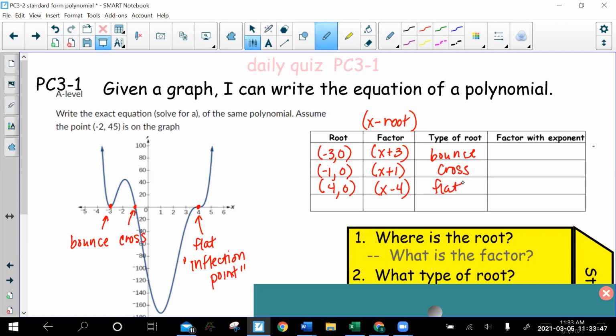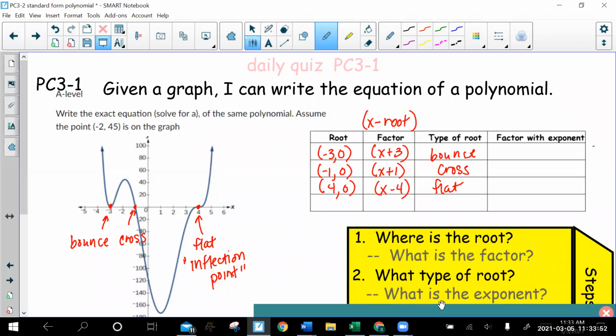Now you don't have to make a table. I'm just trying to help people see these connections. The type of root tells me what the exponent on my factor is. A bounce root looks like a parabola, doesn't it? That means it's going to have an even exponent: 2, 4, 6. For our purposes, we generally just go with 2, but it could be 4, 6, 8, 104. As long as it's an even exponent, it will create that touch-and-go bounce root.